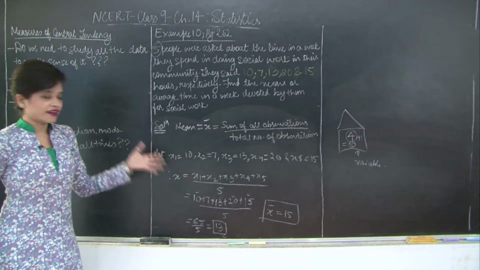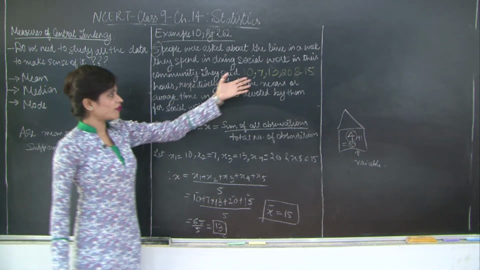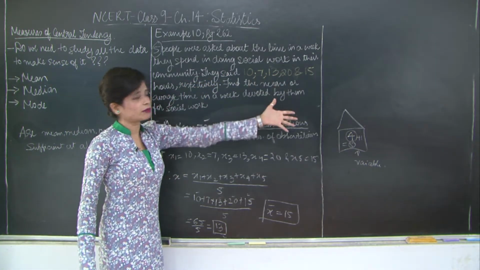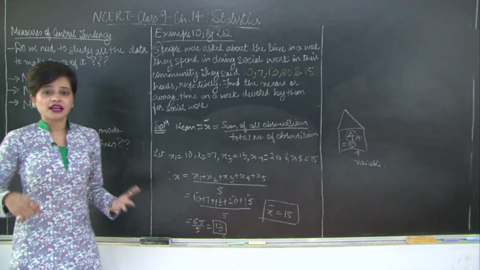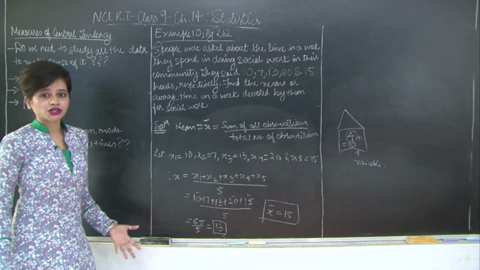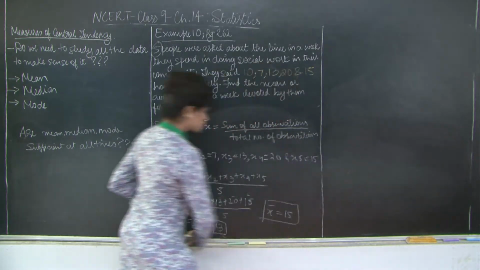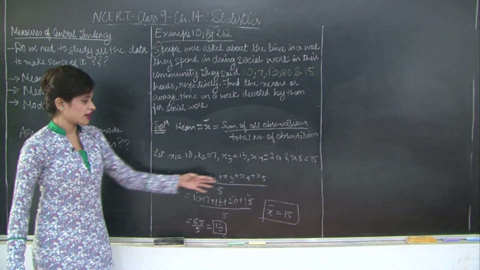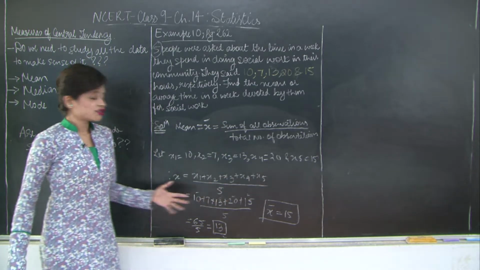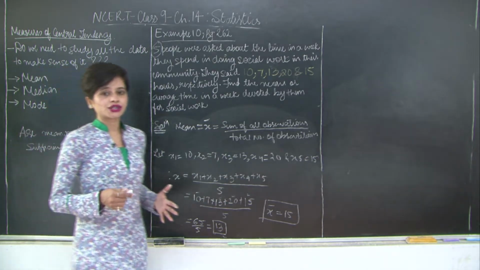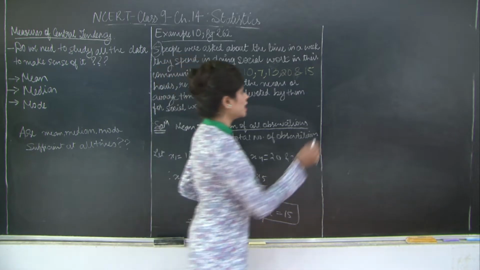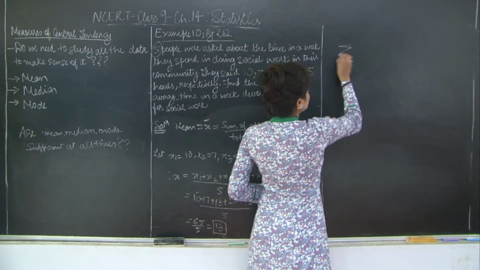So this was for very small data, just 5 observations. What if you had, let's say, 30 observations or so on? What would you do in this case? You just can't keep writing x1 up till x30. So for this there is another notation, called sigma or summation, and it is denoted by this.